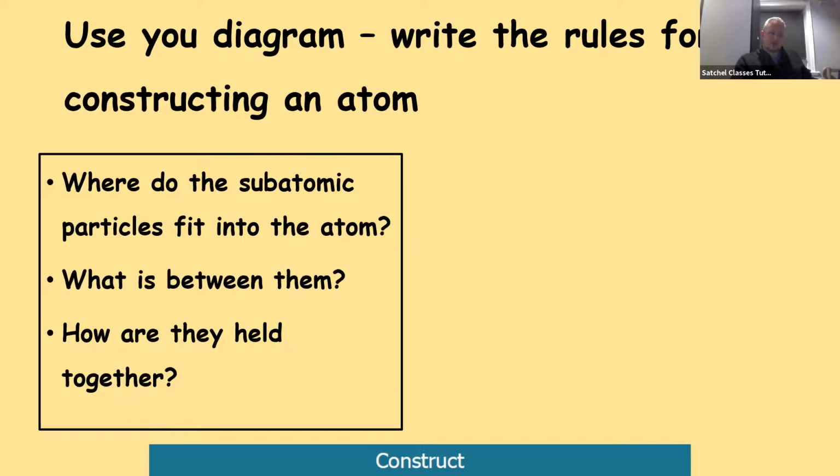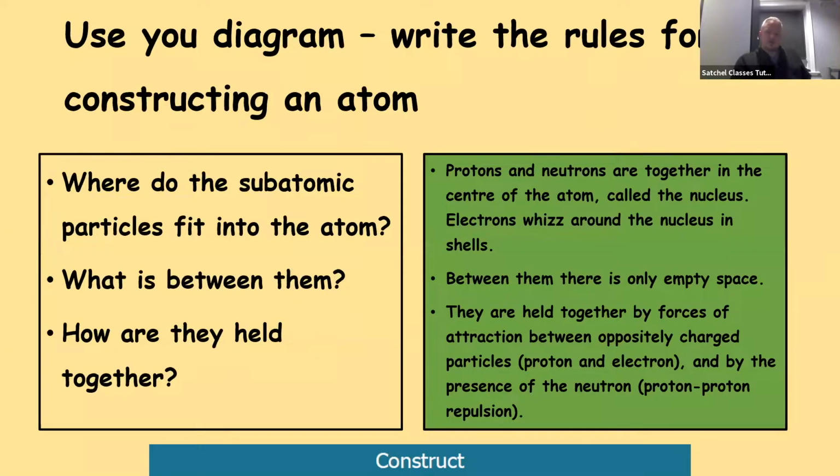Most of the time, when you ask a pupil this question, they get a bit stuck. They do know, they just don't know how to put it in. But in theory, what you should be saying is that the protons and neutrons are together in the center of the atom. This is the nucleus. Electrons whiz around the nucleus in shells. Between them, there's only empty space. There's nothing there between the electrons in the shells and the nucleus except for space.